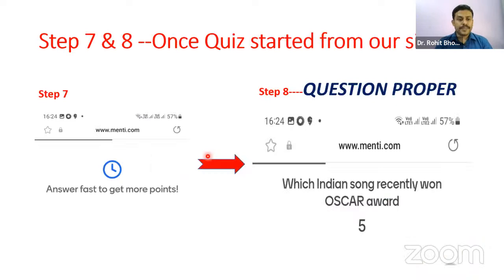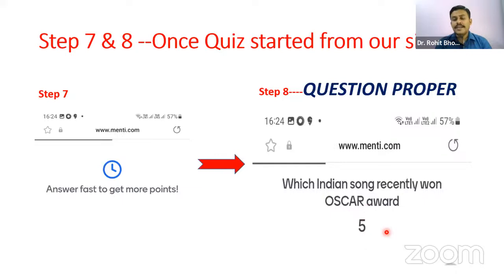So after joining, it will show "answer first to get more points." Please wait for a few seconds. Then the question will appear like that. For example, which Indian song recently won an Oscar Award? 5, 4, 3, 2, 1. Then the options will appear like this.